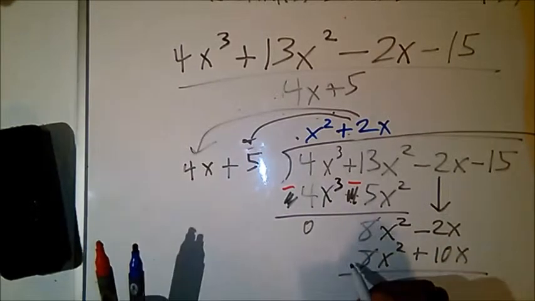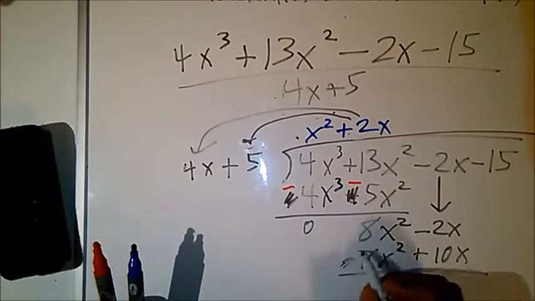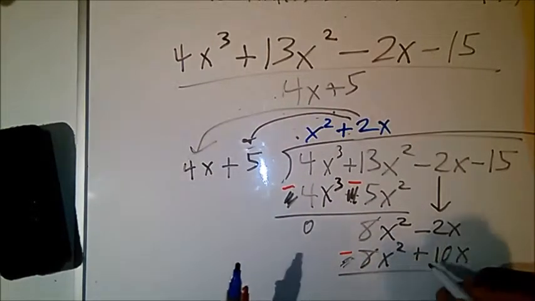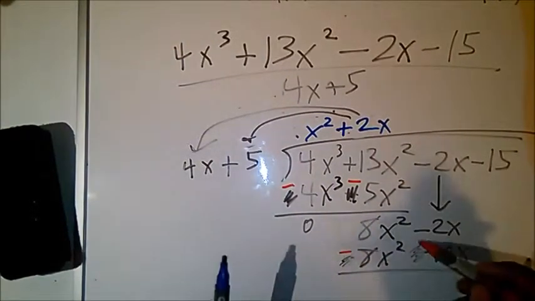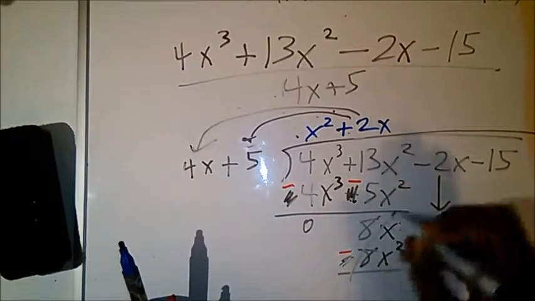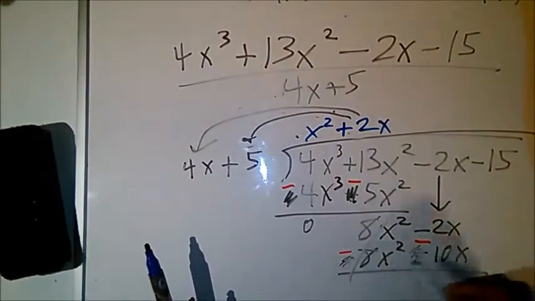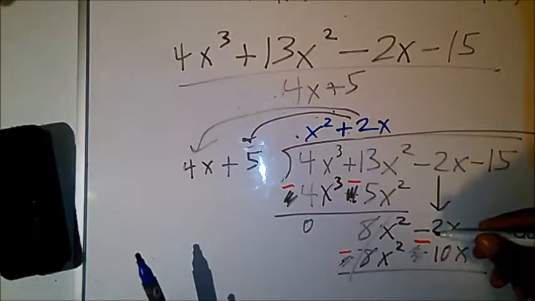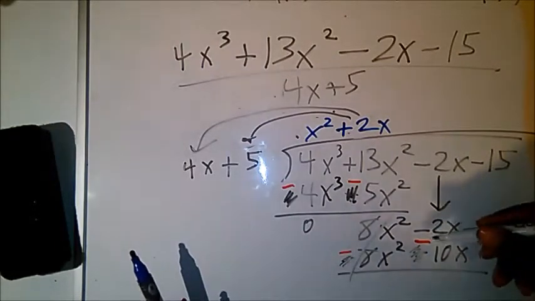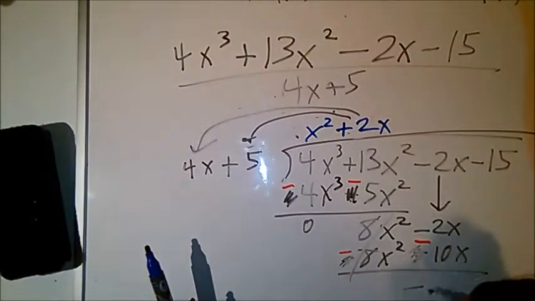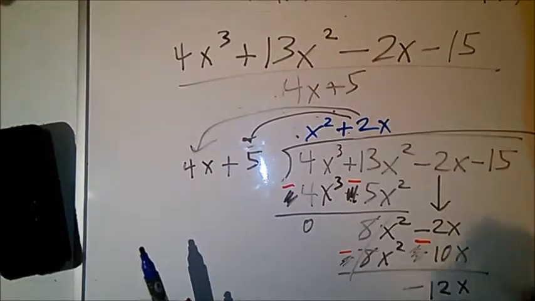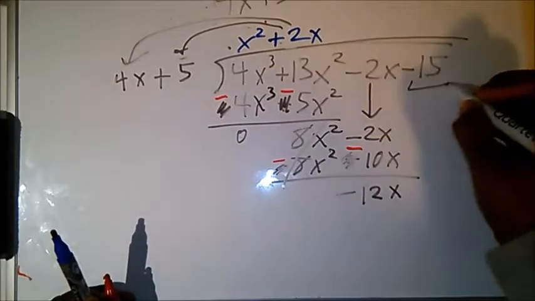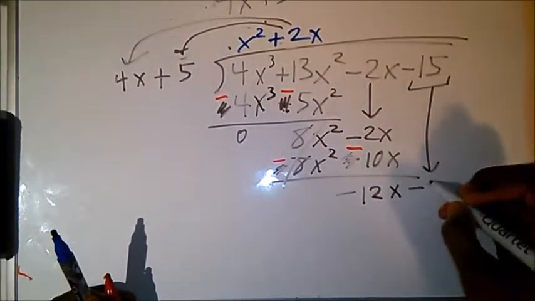Now we subtract it. This is positive, right? That was positive. Cross it out. It becomes negative. It's positive. Cross it out. It becomes negative. That cancels out. Right? 0. Negative 10 plus negative 2. A negative plus a negative is really negative. It's going to be negative 12x. Okay. Now we're going to bring down this negative 15 here.